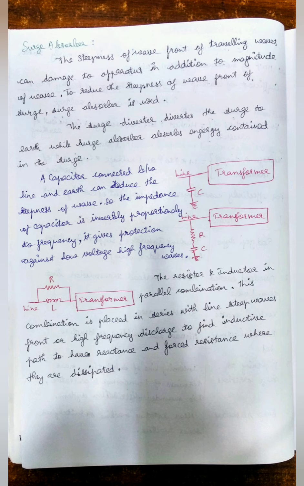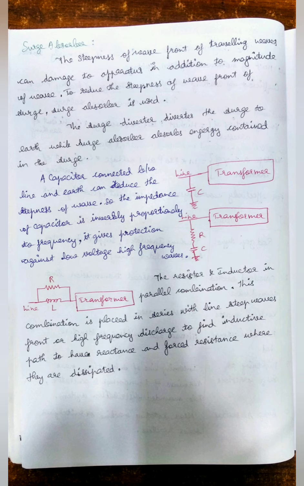So in the sense, the absorber absorbs the extra surges or over voltage in the circuit. A capacitor connected between the line and the earth can reduce the stiffness of the wave. The impedance of a capacitor is inversely proportional to the frequency, so it gives protection against low voltage high frequency waves. Then the resistor and the inductor in a parallel combination.